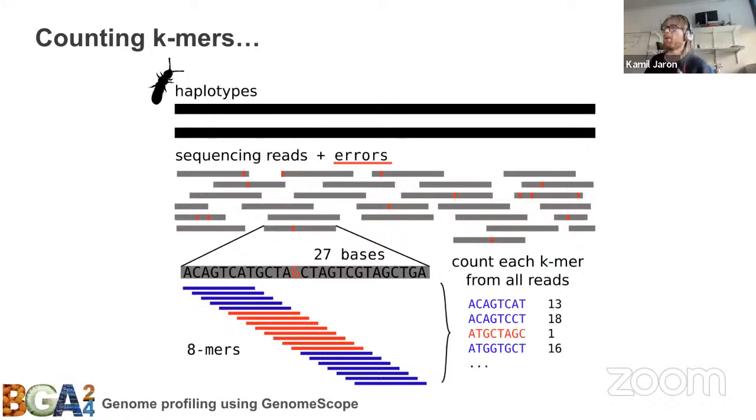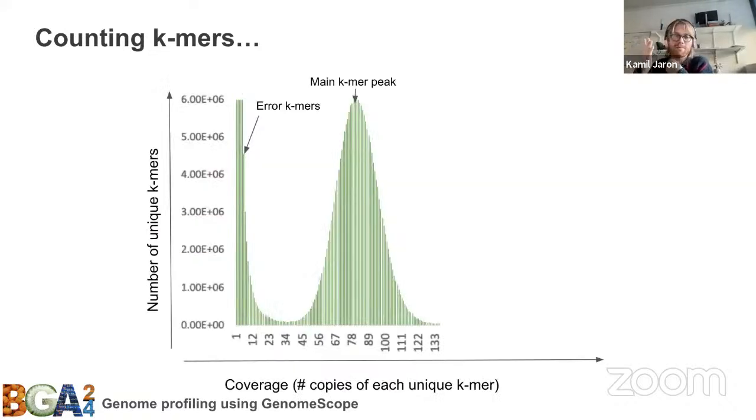But what if we add the sequencing errors there? Where will they project? Well, it's actually fairly easy, because although errors can occur in the same genomic location, they are hardly ever the same nucleotide, and even if they are, they're hardly ever the same type of error. So they will all be much more rare than the genomic k-mers. So they will just form this error tail on the left.